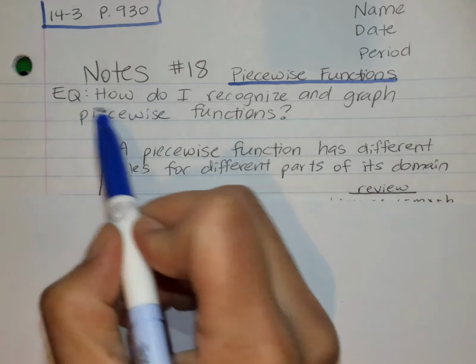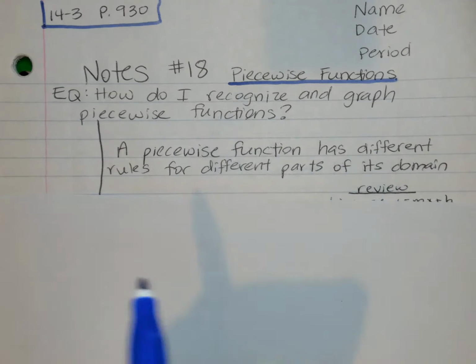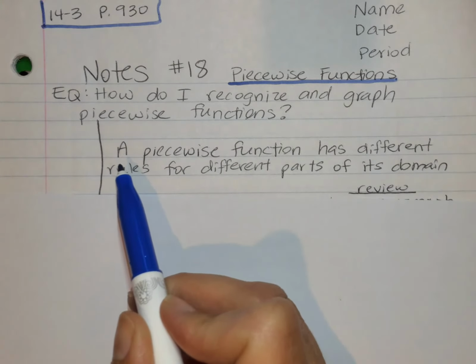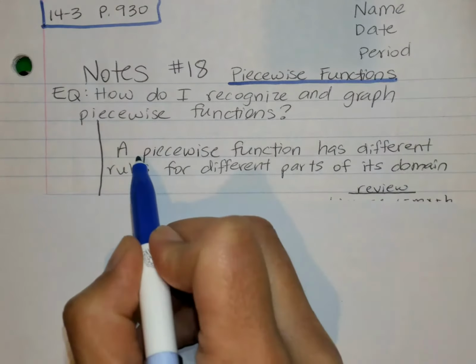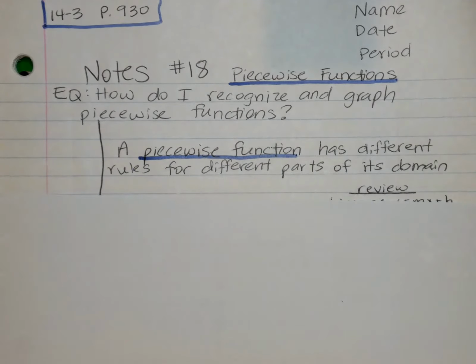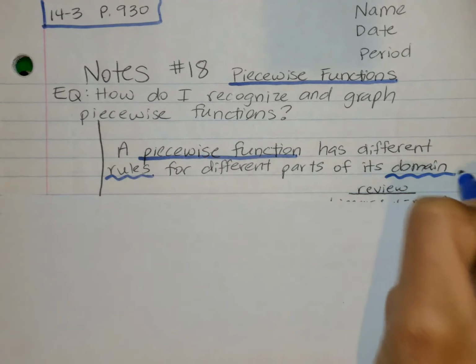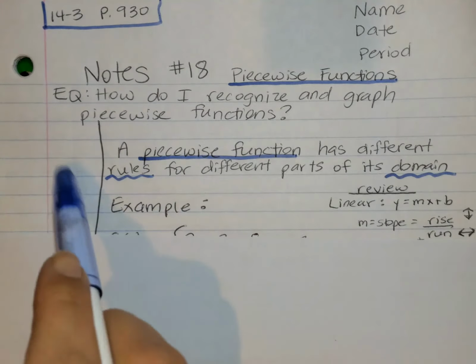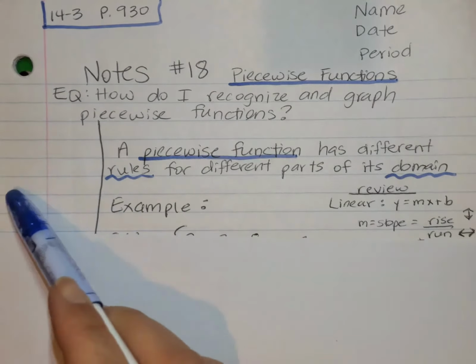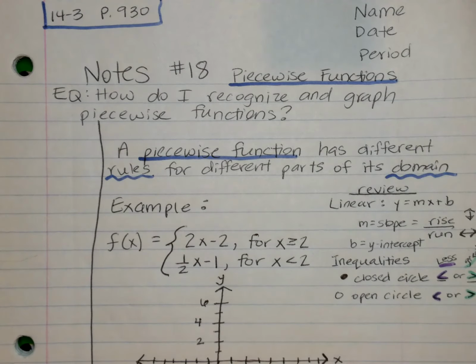Our essential question today: how do I recognize and graph piecewise functions? And here's a definition. A piecewise function has different rules for different parts of its domain. And that sounds kind of weird. So once you see examples, you'll understand what it means by different rules for different parts of its domain. Make sure you do come back and do questions on the left. So, for example, right here, what is a piecewise function would be a great question on the left.